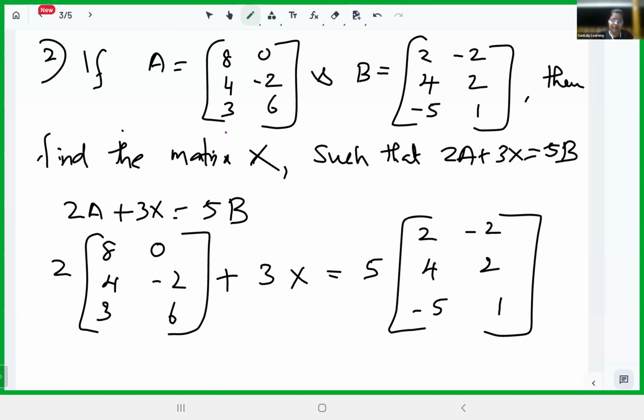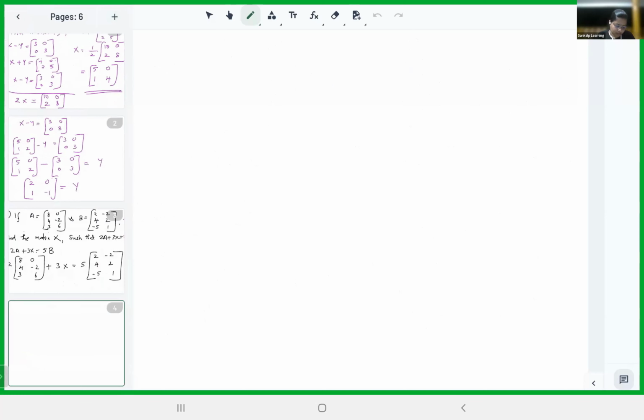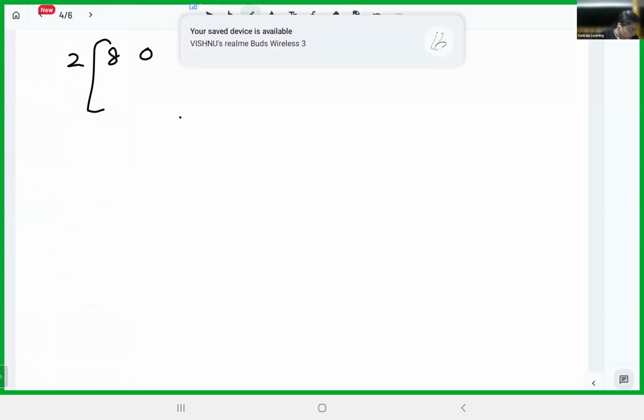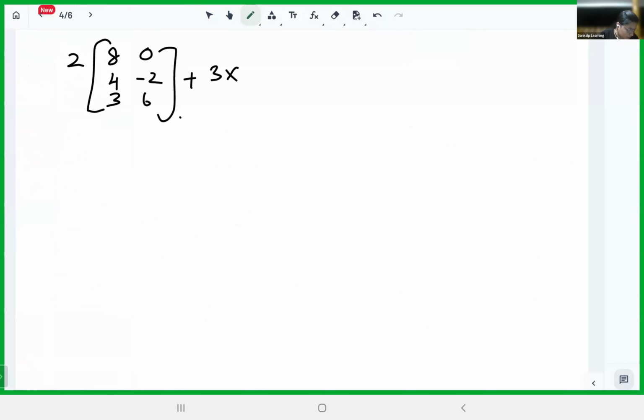For that, first you have to multiply 2 into the first matrix, 2 into matrix A. How will you multiply 2 into matrix A? You have to multiply each element with 2, right? So I'm taking a new page. We have to multiply 2 with each element. So you will get 2 into 8, 0, 4, minus 2, 3, 6, plus 3X is equal to 5 into 2, minus 2, 4, 2, minus 5 and 1.